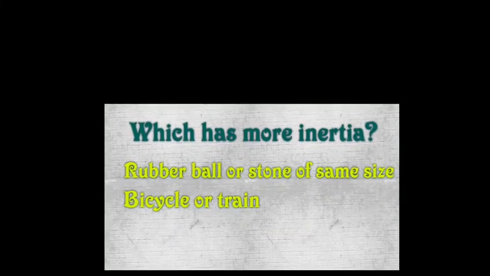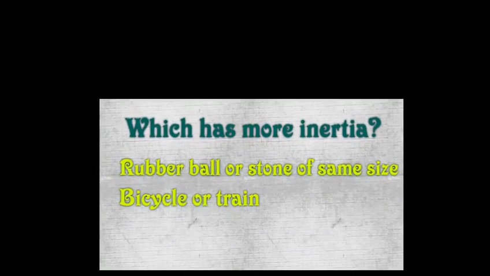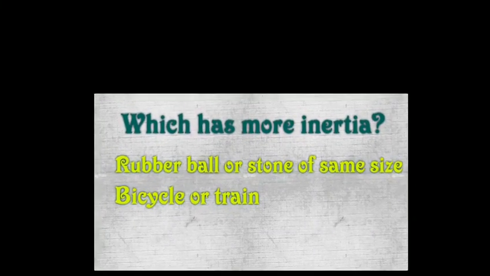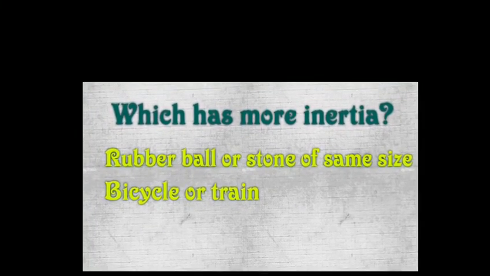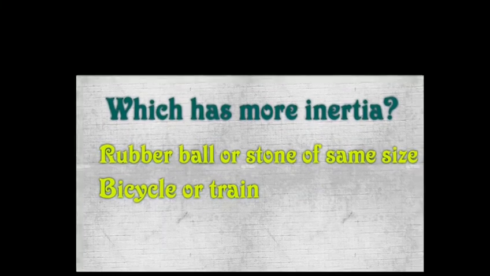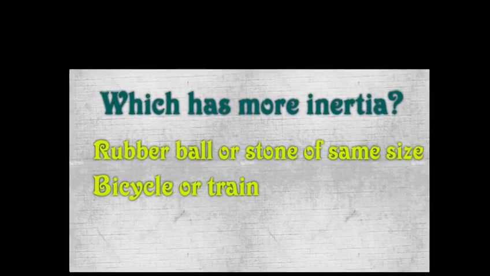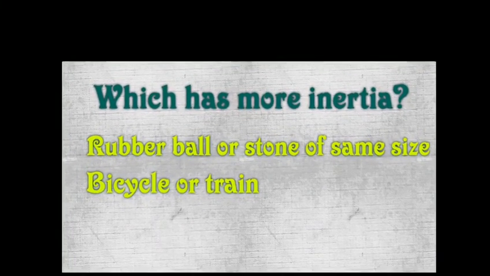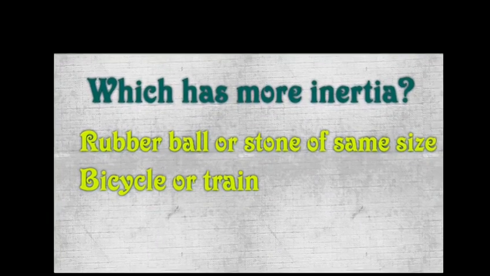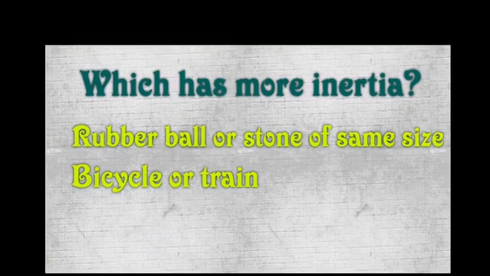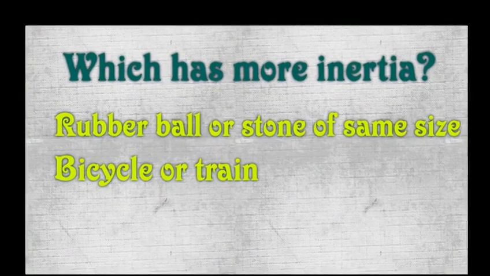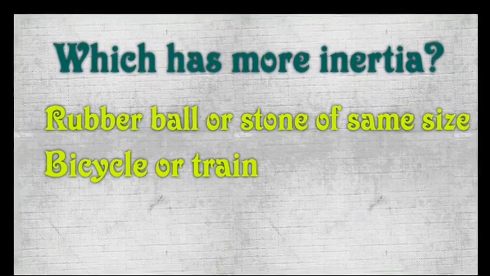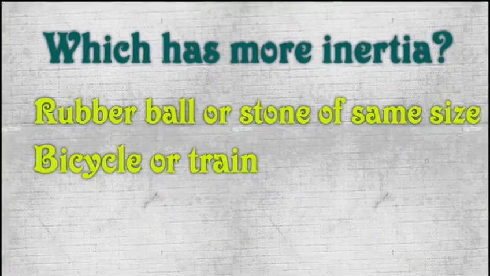Now students, one question for you: which has more inertia, a rubber ball or a stone of the same size, a bicycle or a train? As we have studied that inertia is directly proportional to mass, so from a rubber ball or a stone of the same size, the stone has more inertia. And out of a bicycle or a train, the train has more inertia.